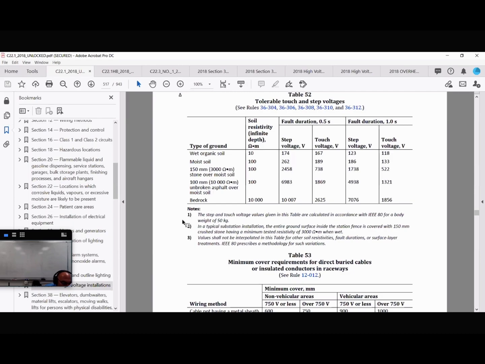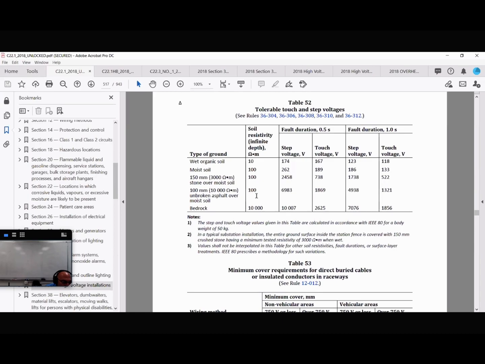And this table is not as bad as what you think it is. But I do have to laugh at this. These values are based on the IEEE 80 standard for a 50 kilogram person, and I'm definitely more than 50 kg. So before you energize your service, you have to provide this touch and step voltage report.